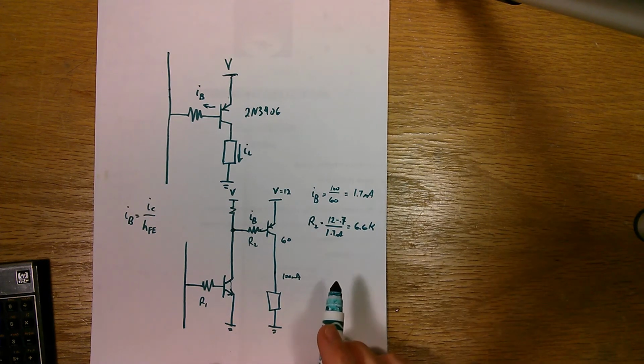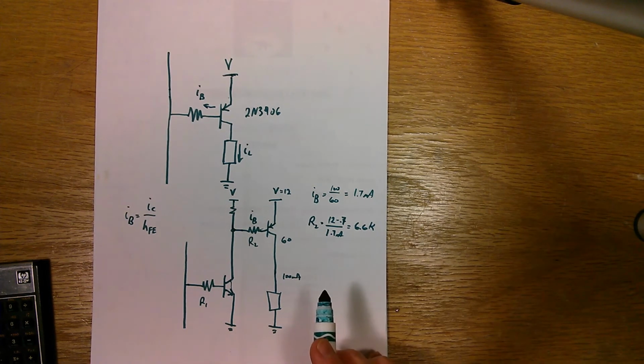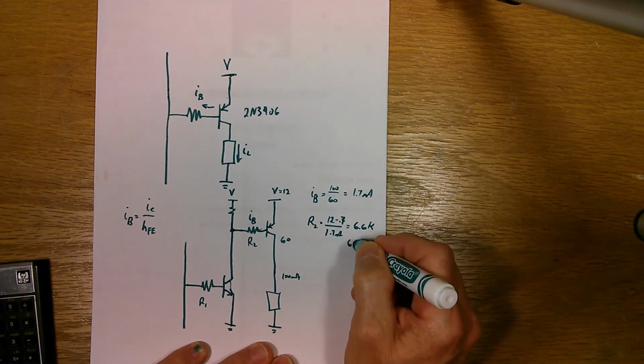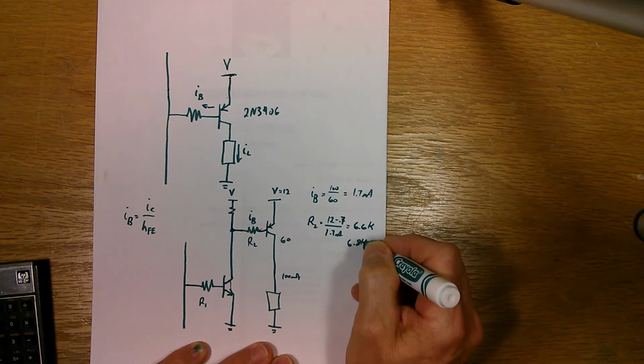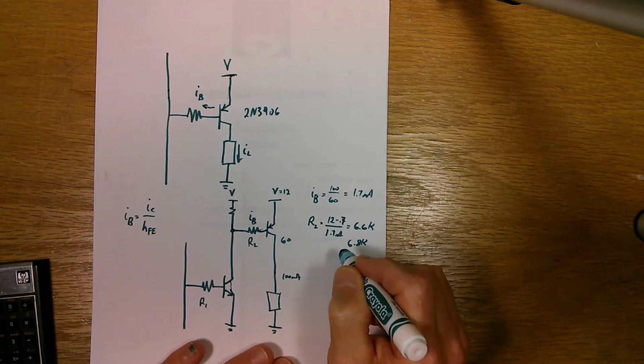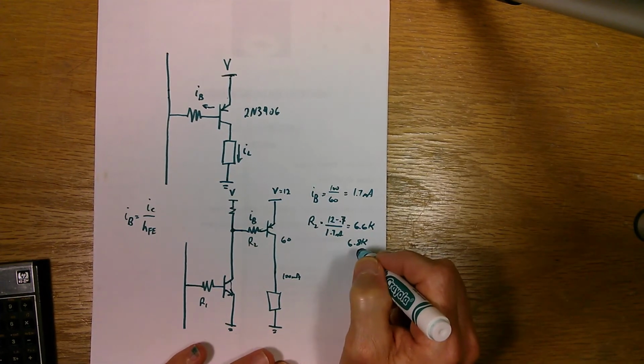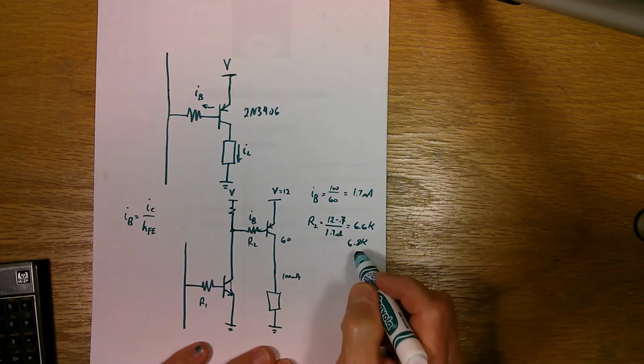So a preferred value for that would be 6.8 as the closest. So we'll use 6.8K here. Can't remember what the next lowest value is. 5.6, I believe. So R2 then is 6.8K.